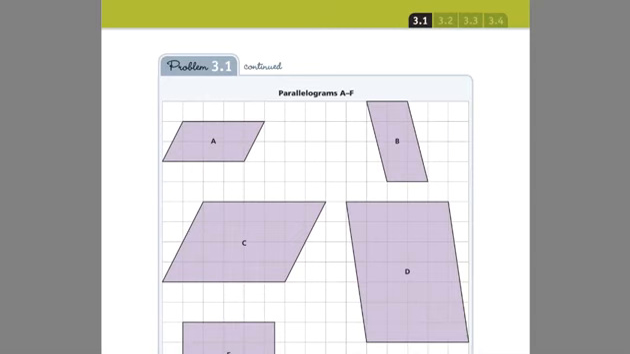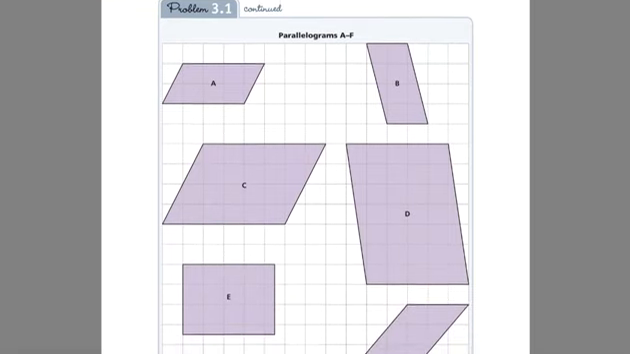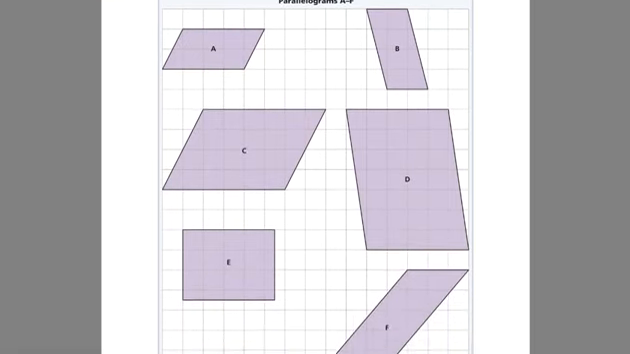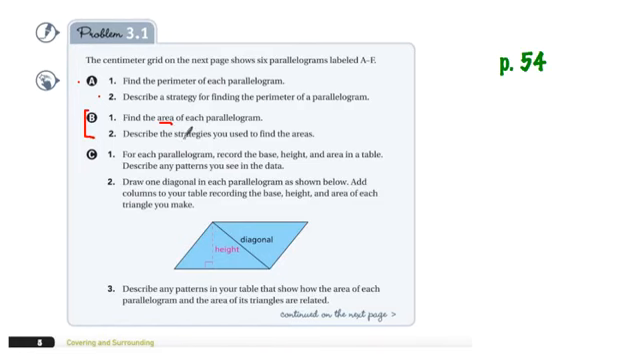So you're going to go back to your lab sheet with parallelograms A through F, and you are going to find the area of each of them as well. And then again, B follows up with the strategies. Again, you can write that on the back of your lab sheet or you can write that in your notebook.